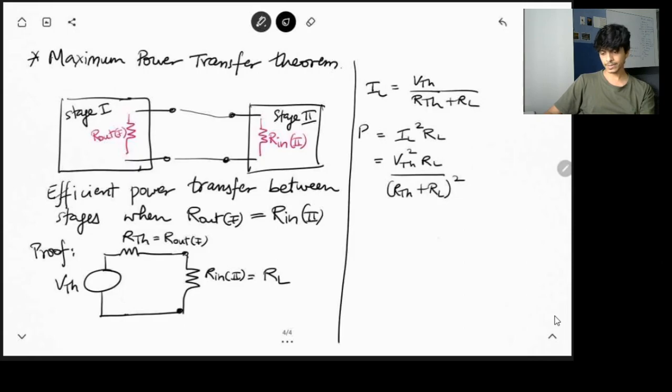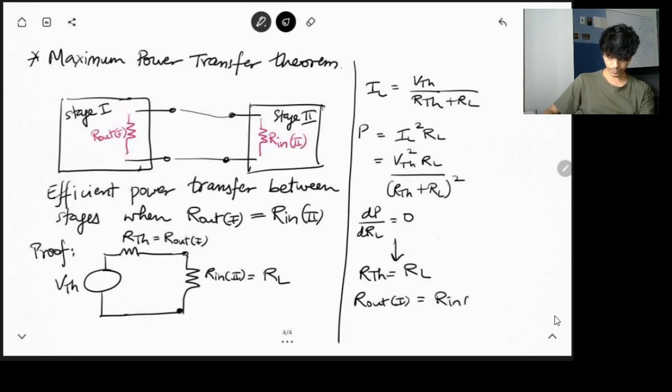Now if you want to maximize the power transfer with respect to, let's say, RL, then I'm going to do dP by dRL equal to 0 and find the condition for it. And you can calculate from this what the condition will be. That will turn out RTH has to be equal to RL in order to maximize the power being transferred. And this is the same as saying that the output resistance of stage 1 has to be equal to the input resistance of stage 2. So this proves the maximum power transfer theorem.